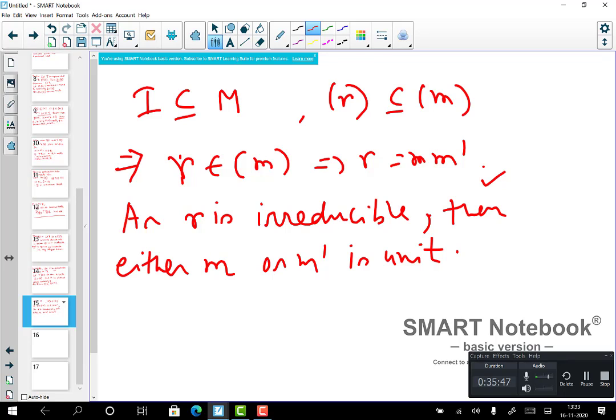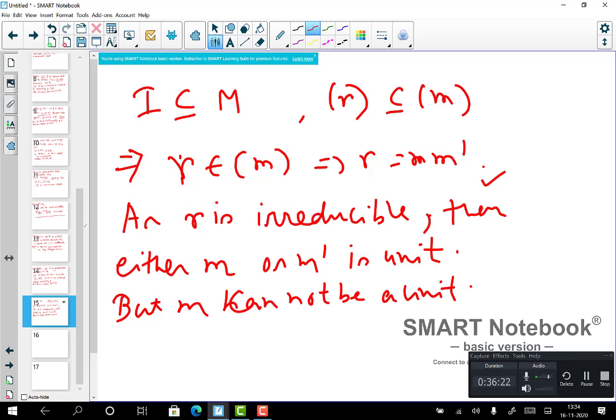Yes. So now can M be a unit? No, right? M cannot be a unit. If M is a unit, then the maximal ideal would be the whole ring, right? That is not possible. So M dash has to be a unit.